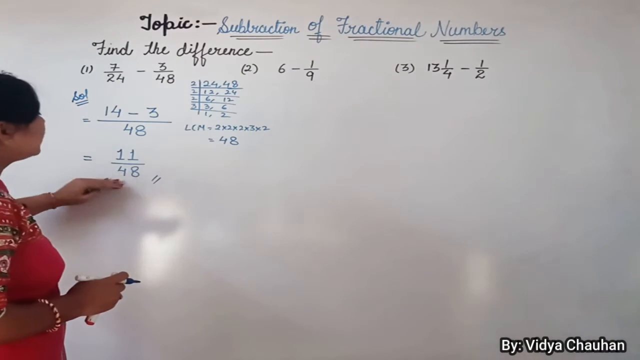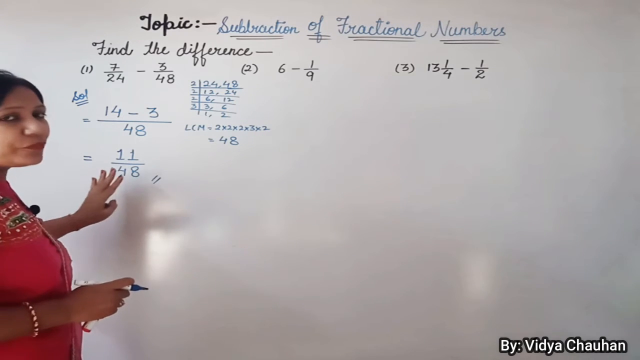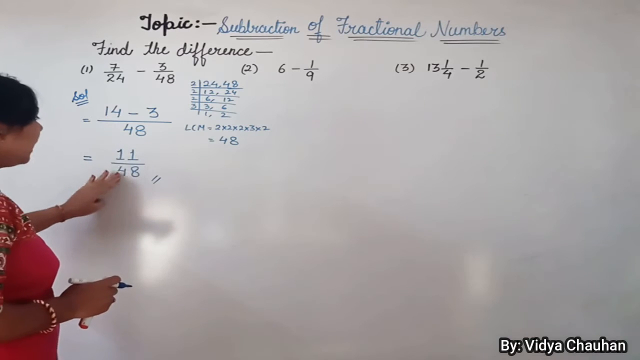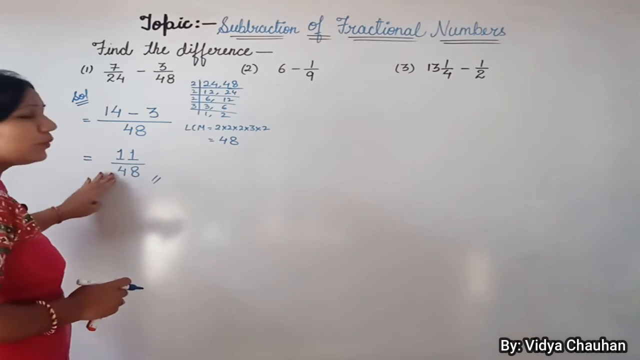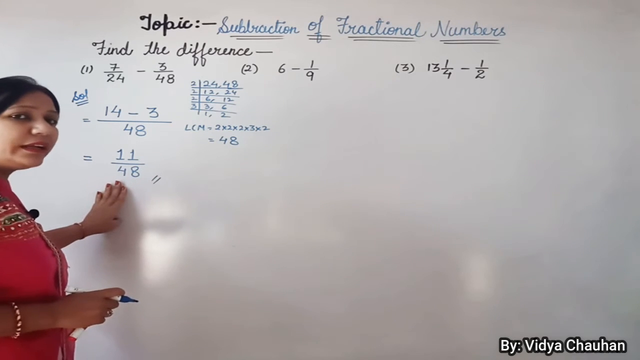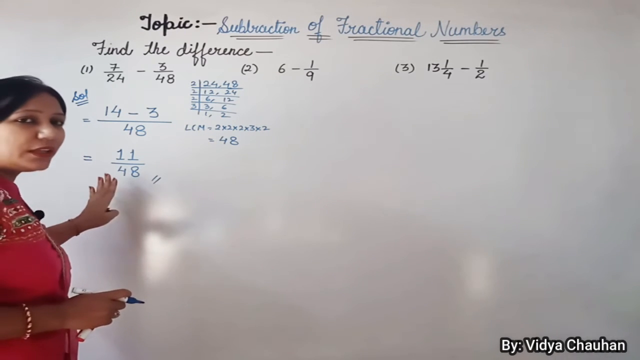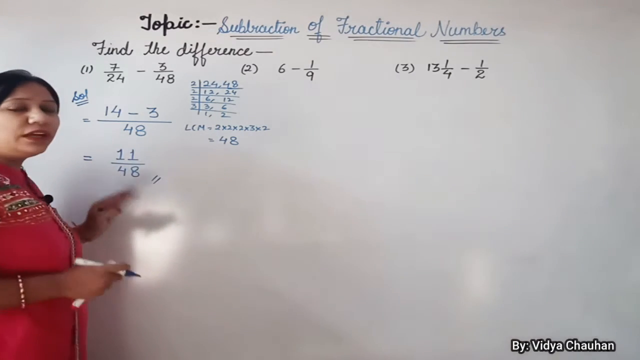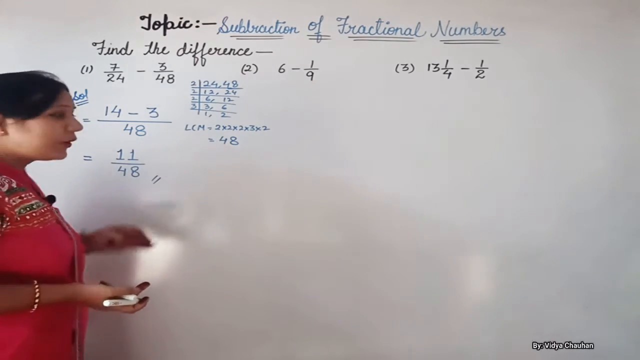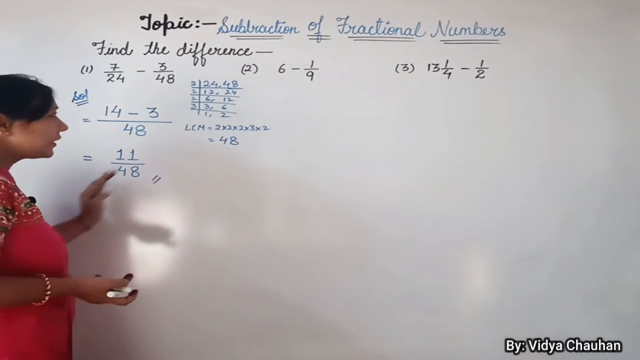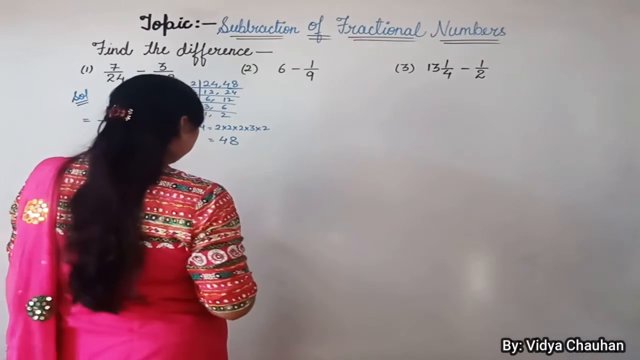And since the answer is a proper fraction, there is no need to do any conversion. Also, I can clearly see, and you can also find, that this number is already in its simplest form. So there is no need to write it in the lowest terms, and there is no need to convert it into mixed format either, because the answer is a proper fraction. Clear, students?